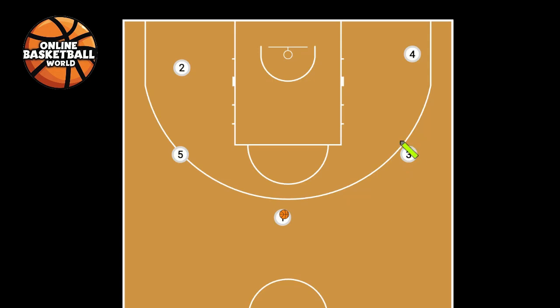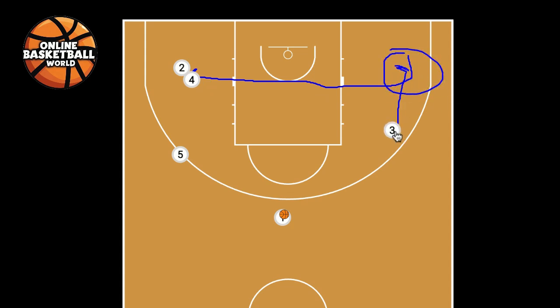So the first thing we're going to have is number 3 set a down screen here for number 4, right? So number 3 is setting that down screen for number 4. Now, as that is happening, number 4 is coming off the screen, but they're not looking for the basketball. That's just a decoy. Number 4 is coming off that screen, and they're going to then set that flex screen here for number 2. So number 4 is doing that, right? And they're setting that flex screen for number 2. Number 3, after they set that screen, right, they're going to then pop up to the 3-point line, and they're going to be the one to receive the basketball.